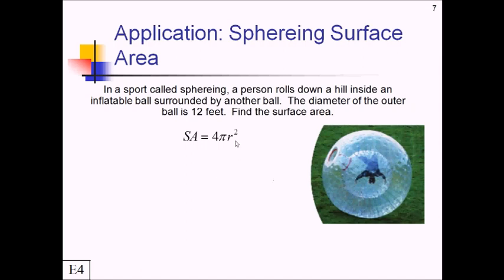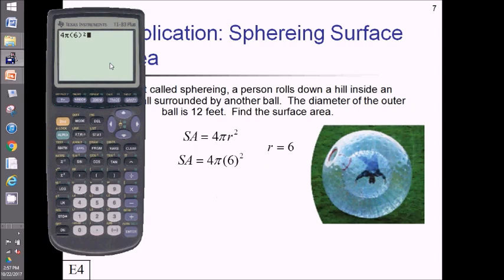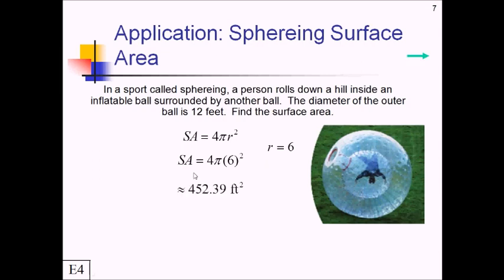All right, so all we need to find for this is the radius. If we have a diameter of 12 feet, the radius is going to be half that, so 6. So we need 4 pi times 6 squared. And plug all that into the calculator. I come up with 452.4, and that'll be square feet.